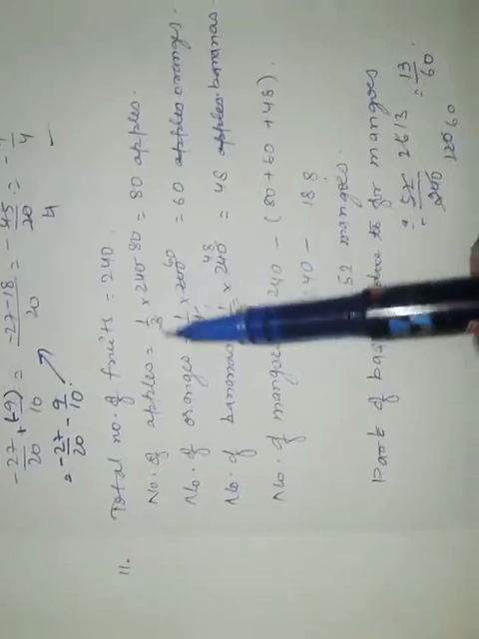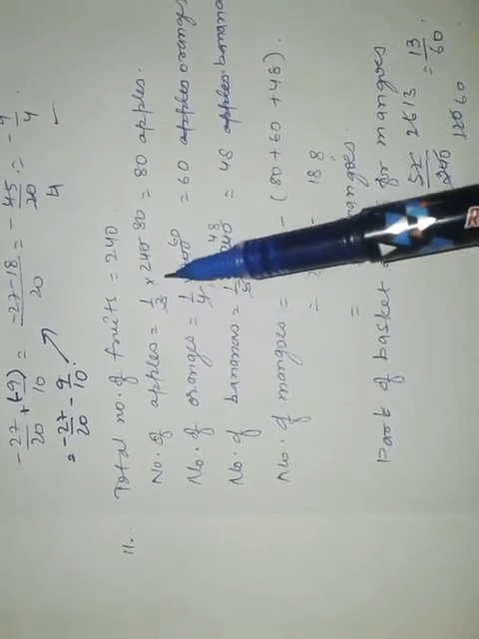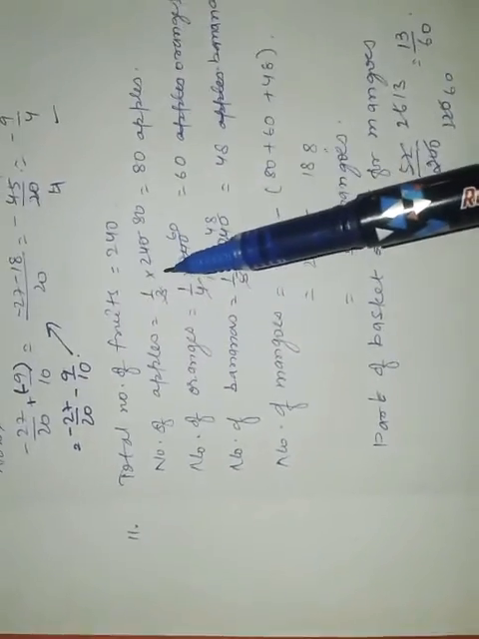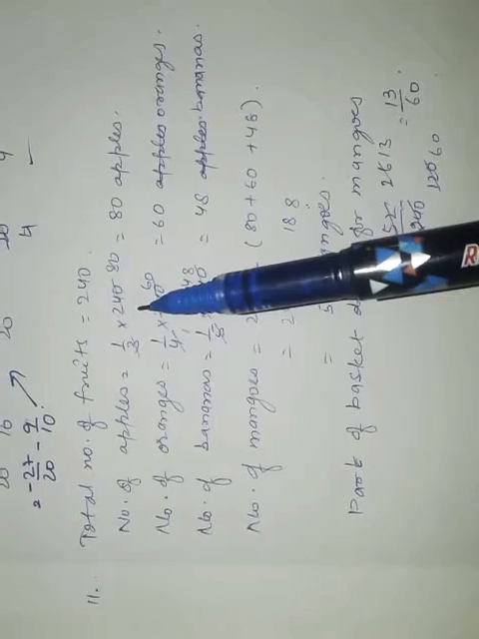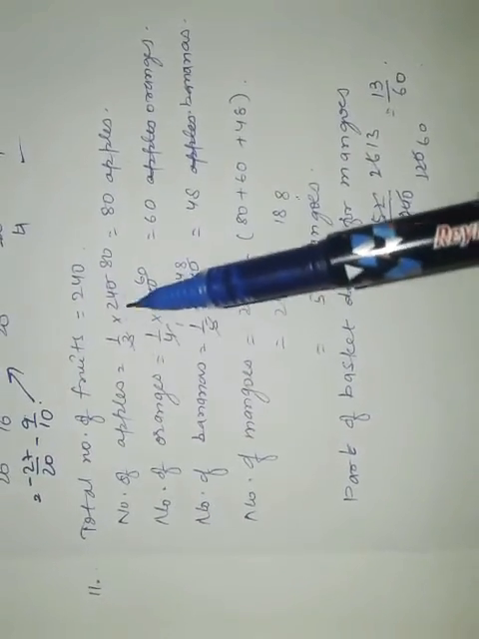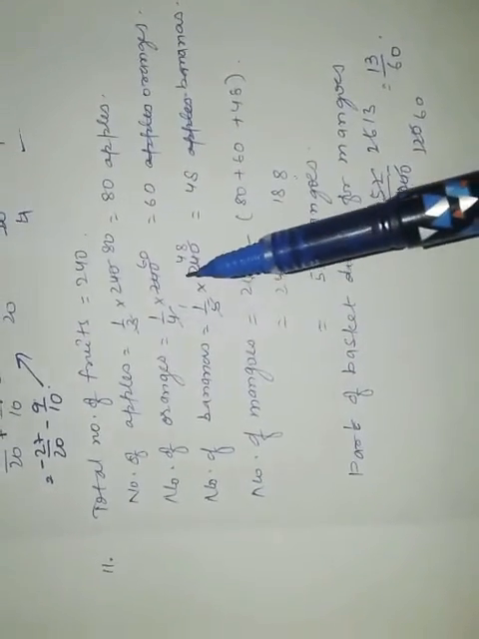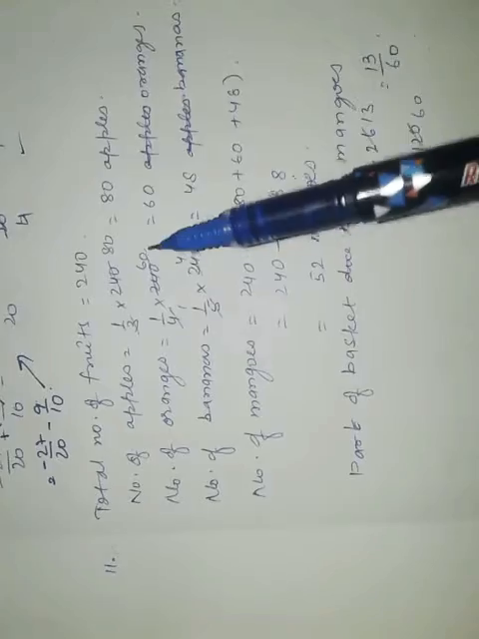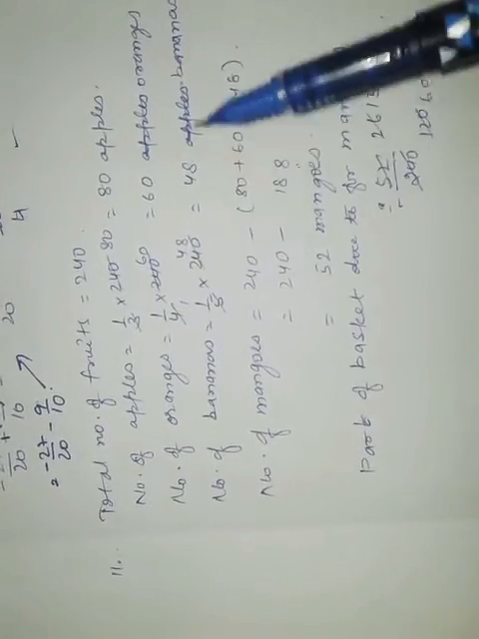So let's go ahead. Suppose the number of fruit is 240. The number of apples is 1 by 3 of 240. How do I go? By the concept of fractions that we studied in standard 5 or 6. Here you can cut it, you get 80 apples. Number of oranges, 1 by 4 into 240, here you get 60 oranges. Number of bananas, 1 by 5 of 240, that is 48 bananas.